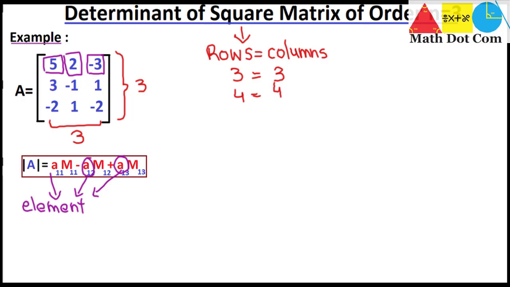Now the rest of the elements will be helpful when we find M11, M12 and M13. Now what are M11, M12 and M13? They are the minors of the elements at locations 1,1, 1,2 and 1,3. We have seen how to find the minor in our previous lecture about minor and cofactor. So these are the minors of the elements, that is, the minor of the element 5, the minor of element 2, and the minor of element minus 3.